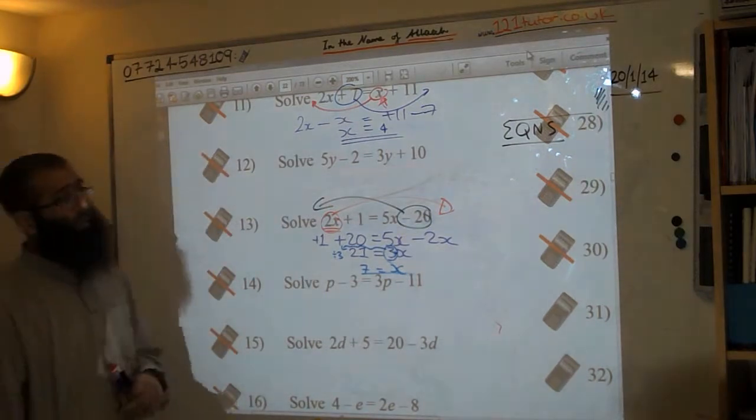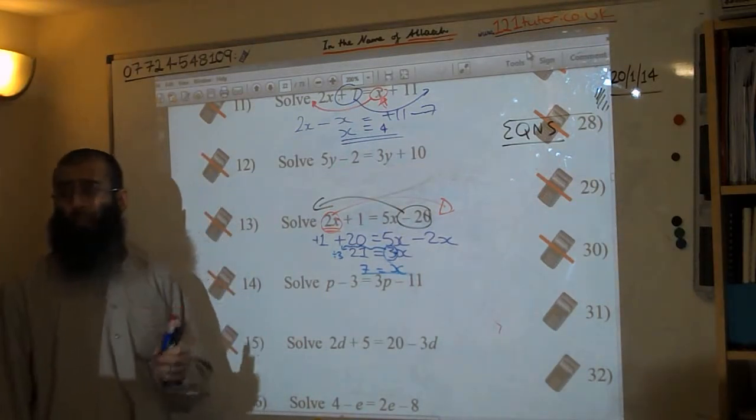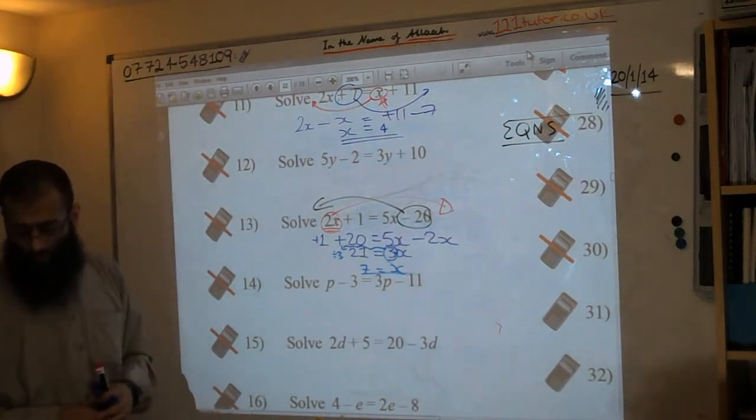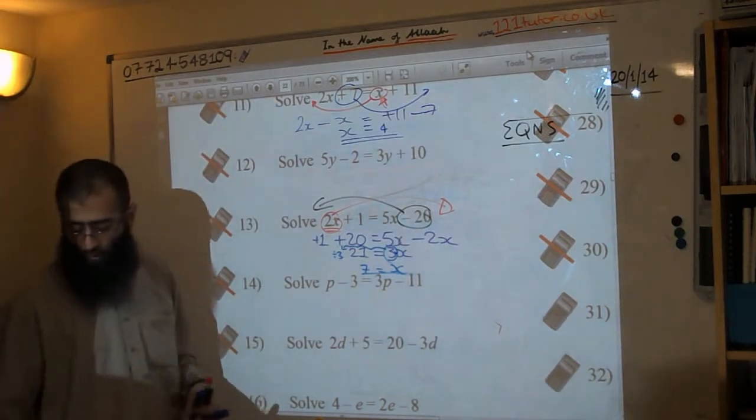So we've had a look at two-step equations and then with brackets. Now we're looking at double-sided equations. Okay, we're going to move on to the next type of question on this paper.